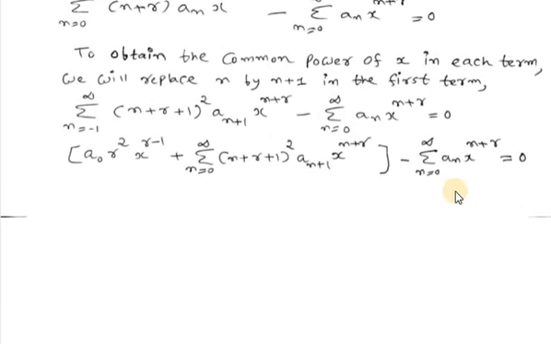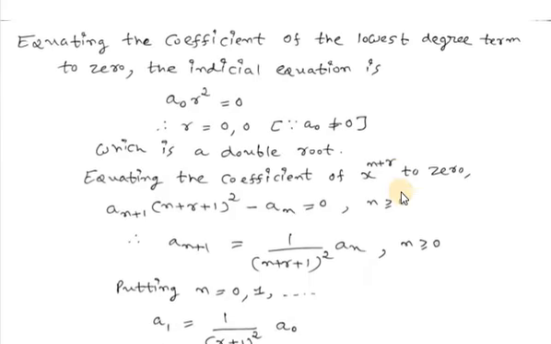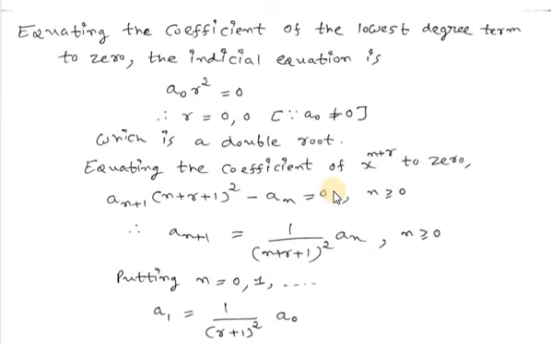Here you can see the coefficient of x raised to n + r, that is (n + r + 1) the whole squared into a_(n+1) minus a_n. So we will equate this coefficient to 0, where n is greater than or equal to 0. Here, make a_(n+1) the subject. So we have a_(n+1) equals a_n over (n + r + 1) the whole squared.